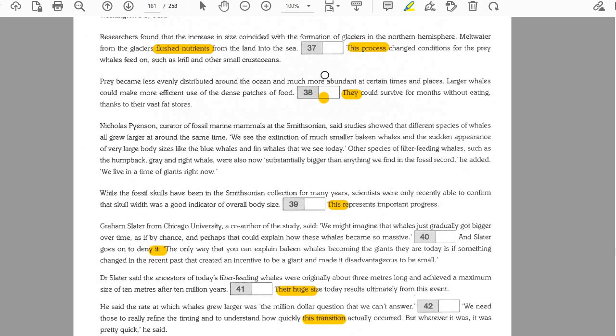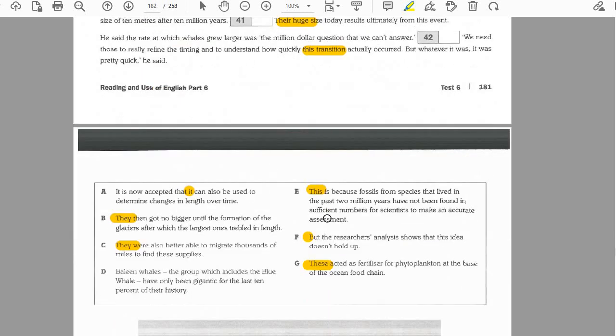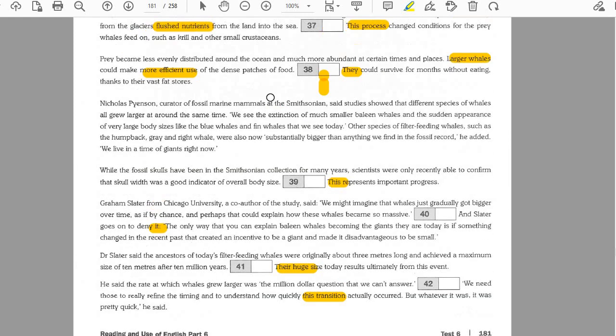38, C. So more efficient, larger whales more efficient. They were also better, so you have a comparative and you have a comparative. And also, so you are adding: one advantage, another advantage. And this is also these supplies at the end of C. These supplies refers to dense patches of food. A patch is like a patch of ice, more or less a circle. So it's a concentrated area where you find something. It's not parche, but similar. So patches of food, and you have these supplies.